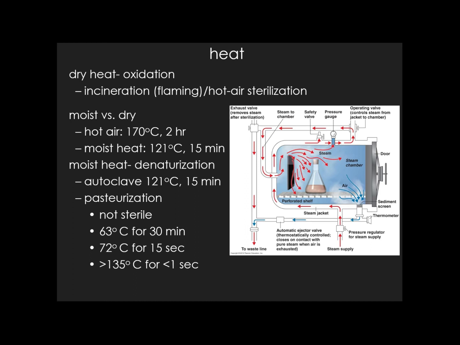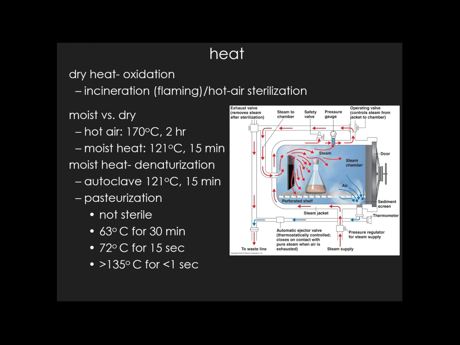The other thing that you can do is use hot air sterilization, which is basically like putting things in an oven and baking them. The problem with hot air sterilization is that it is dry, and as we know, air does not conduct heat very well, so it takes a really long time for hot air to be useful as a method of microbial control.